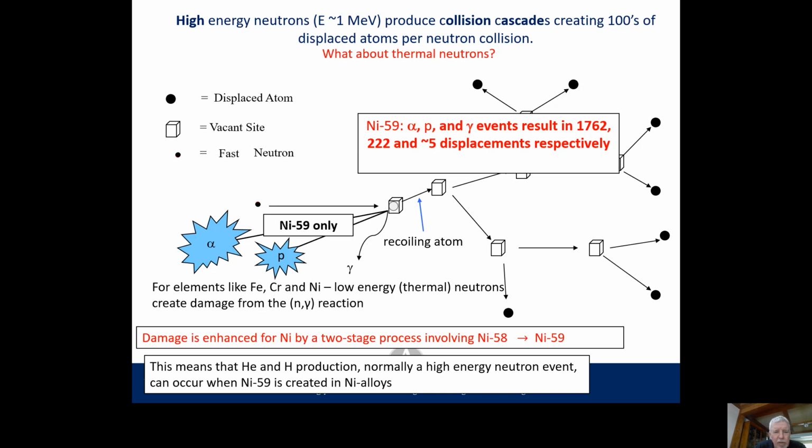So nickel is very important, and even if you have roughly 10%, as you would in a steel, that can be significant if you have sufficient thermal neutrons and if you wait and you have a sufficiently high dose.